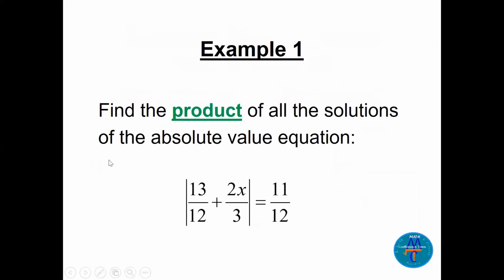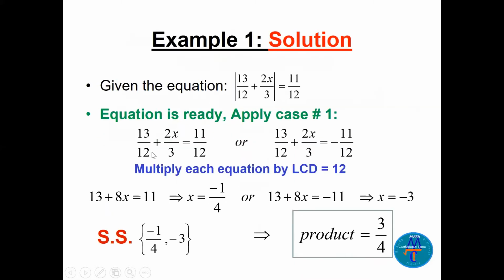Let's start here, example 1. Find the product of all the solutions of the absolute value equation: absolute value of 13 over 12 plus 2x over 3 is equal to 11 over 12. So c is here, 11 over 12, and all this is x, you see? So simply, case number 1, ready.